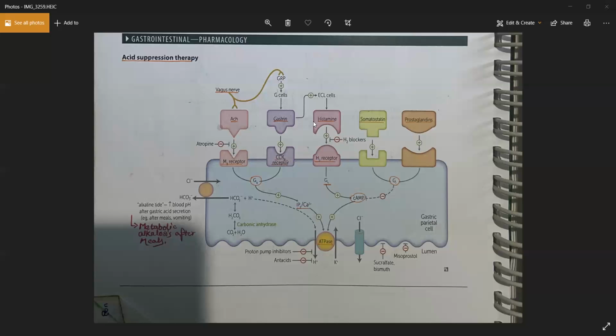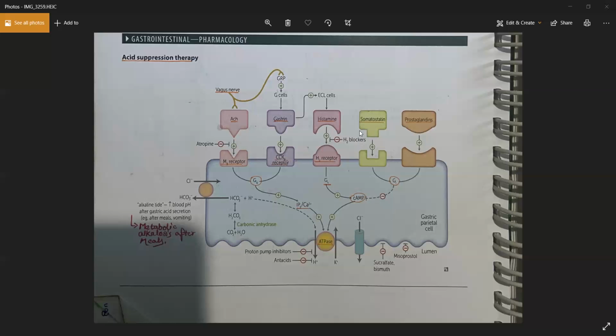Third thing, you will have the histamine, and for the histamine, you will have the H2 receptors. Remember, the H1 receptors are Gq, and the H2 receptors are Gs, right? So H2 type, which are Gs type receptors, are found in the GI tract, and they will activate the cyclic AMP, right? And by activating the cyclic AMP, they will activate the ATPase pump to form more acid.